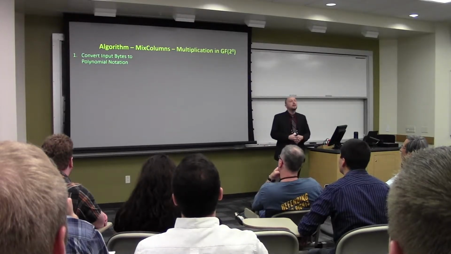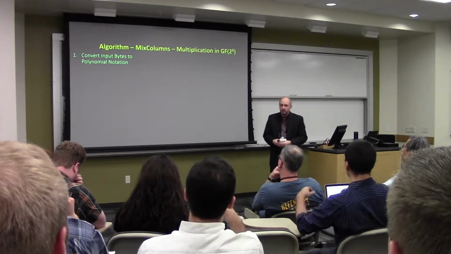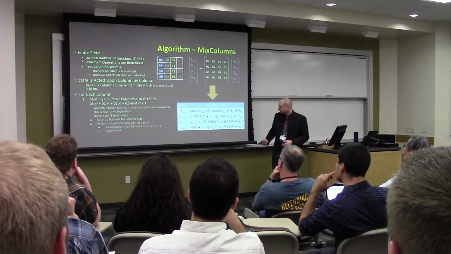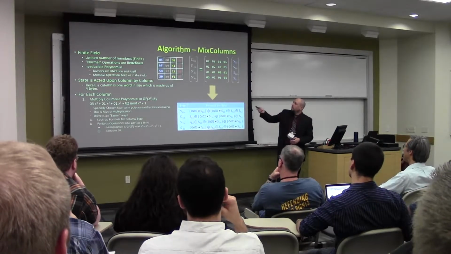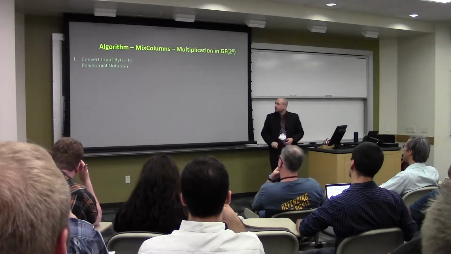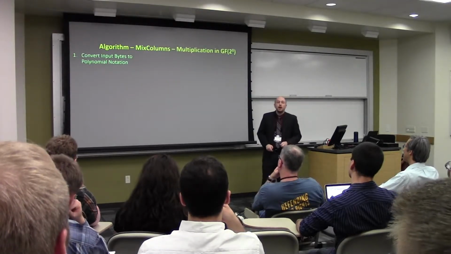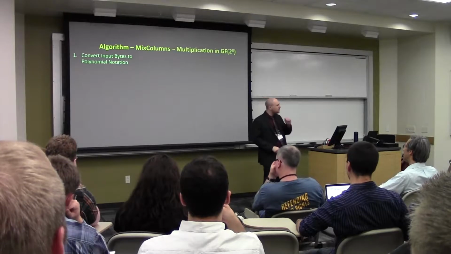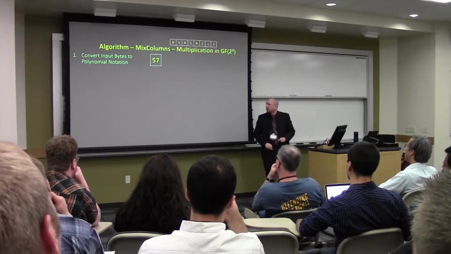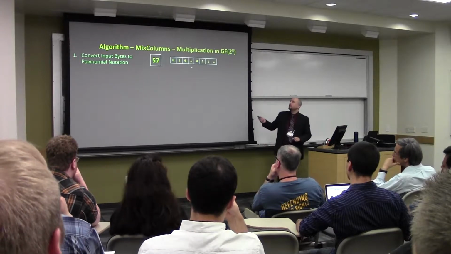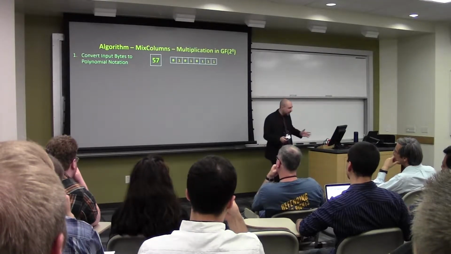Now, the input bytes here are coming from the state. That's where all of this is coming from, from the column that we're working with. So we're going to convert the input bytes to polynomial notation. There's a really nice way to do this. It works out nicely. If we're working with 57 as our input byte, in binary 0, 1, 0, 1, 0, 1, 1, 1.